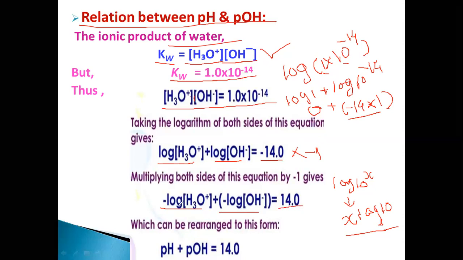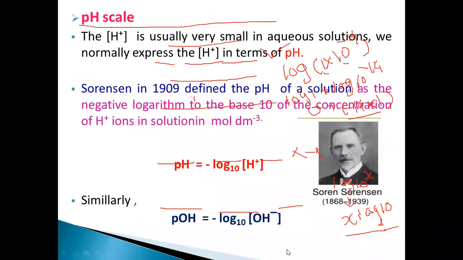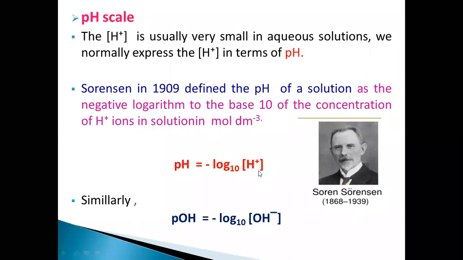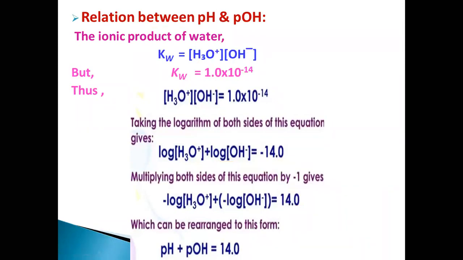And as we know, now see here, this looks familiar: minus log H3O positive, minus log OH minus. It seems like we have seen it somewhere. Where did we see it? Try to remember. In the previous slide we already defined pH and pOH. What was pH? Minus log to the base 10 of H plus ion concentration. pOH is minus log to the base 10 of concentration of OH minus ion. So here also this log is log to the base 10.